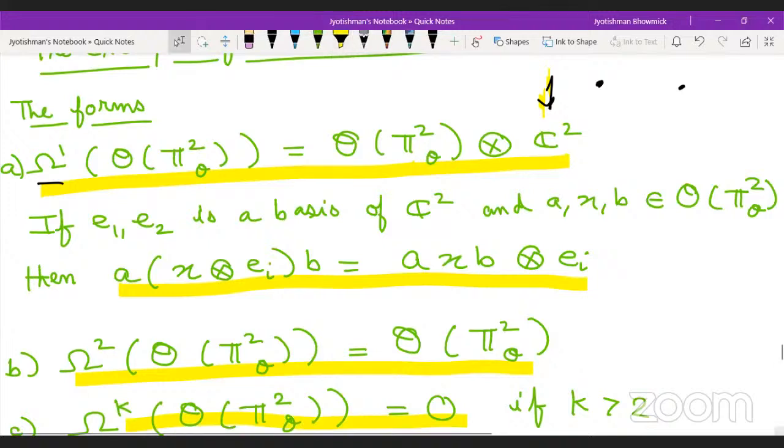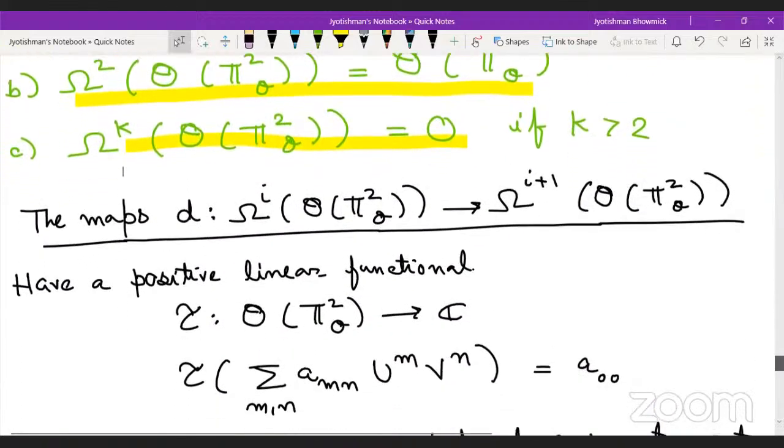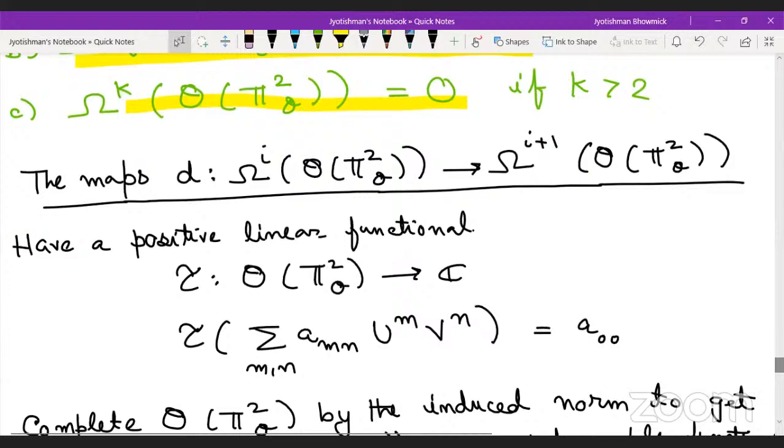In order to explain the D map, some little work has to be done. I need to define what I call the square integrable functions on the non-commutative torus. But maybe I should stop now. I hope I have been able to explain this. Maybe you can take questions.